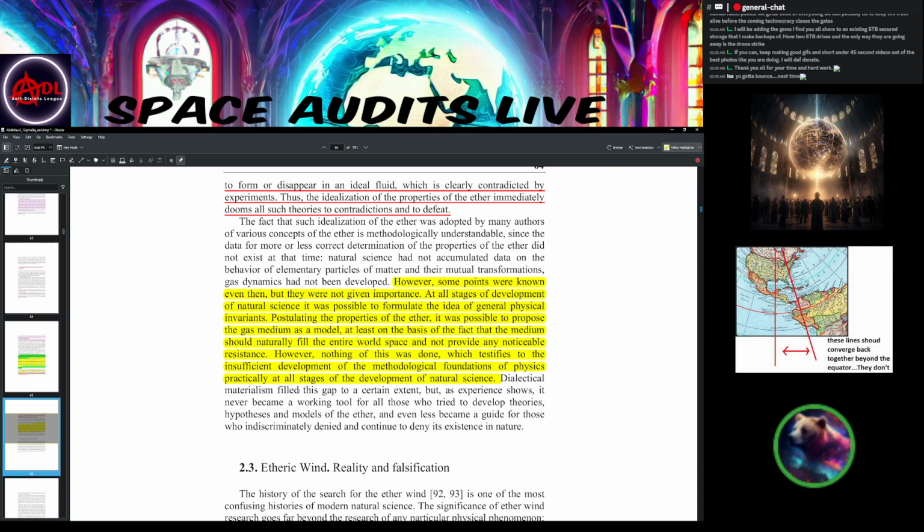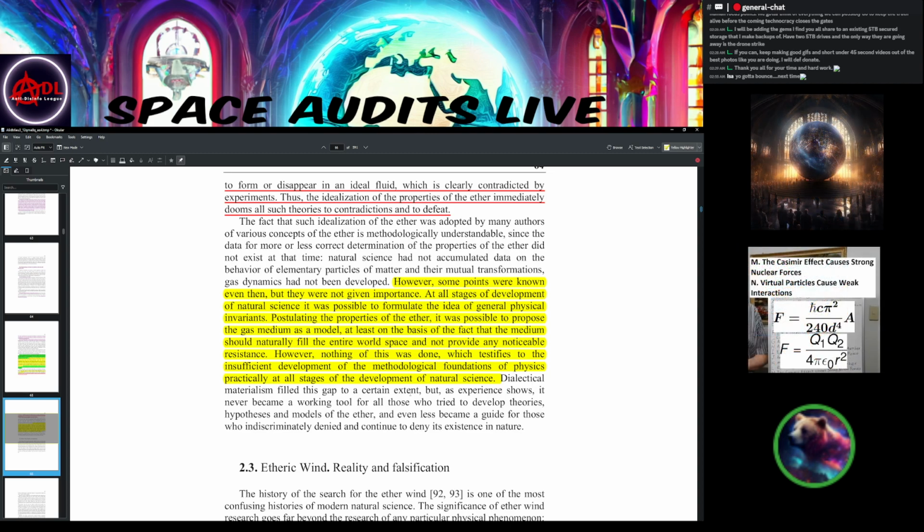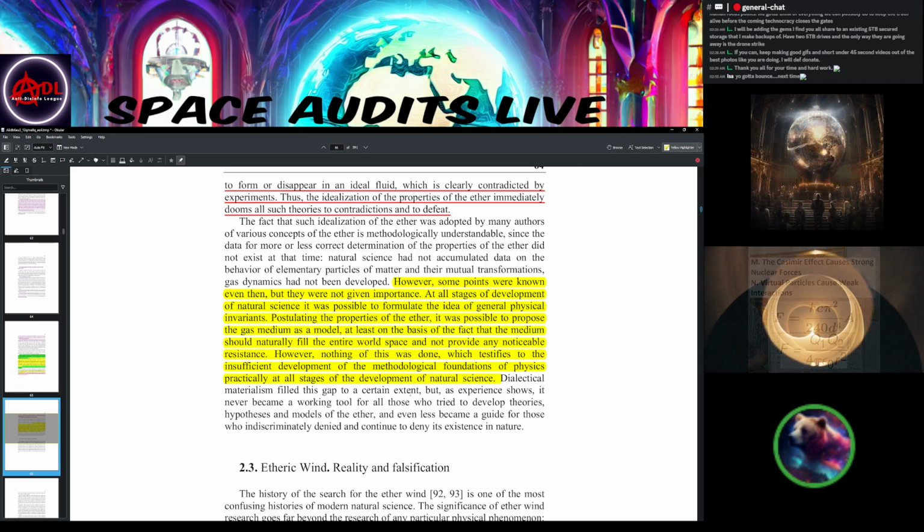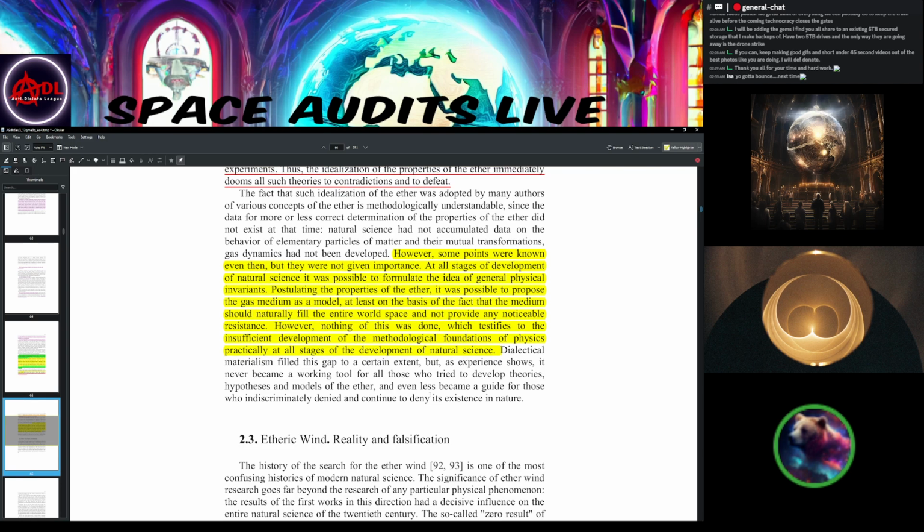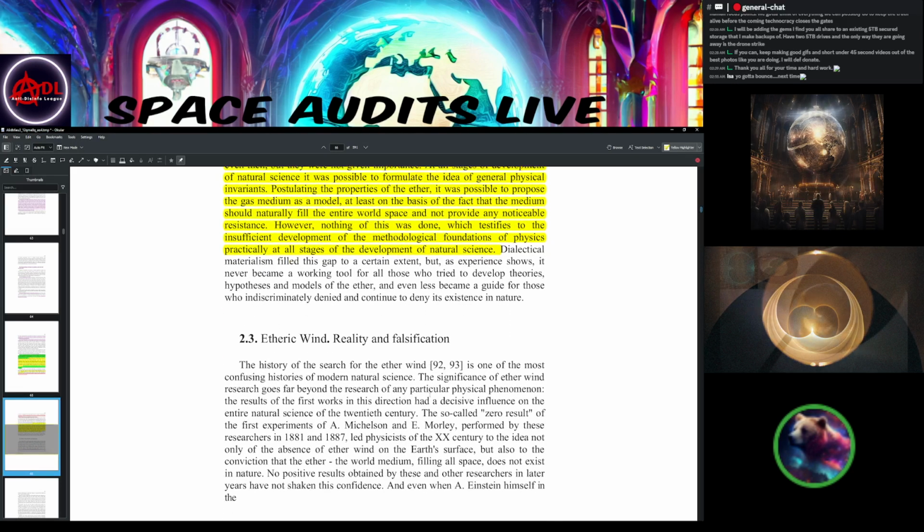Dialectical materialism filled the gap to a certain extent, but as experience shows, it never became a working tool for all those who tried to develop theories, hypotheses, and models on the ether, and it became even less a guide for those who indiscriminately denied and continue to deny its existence in nature.